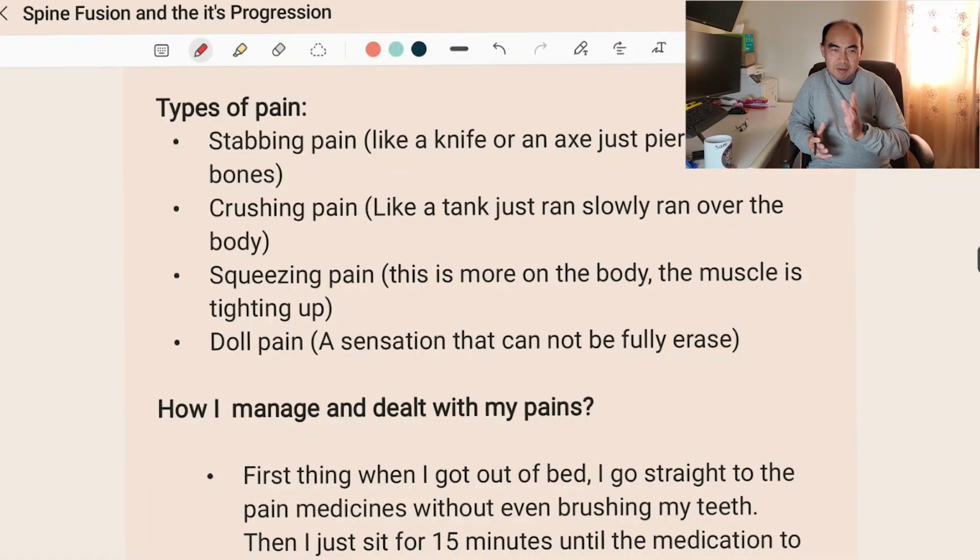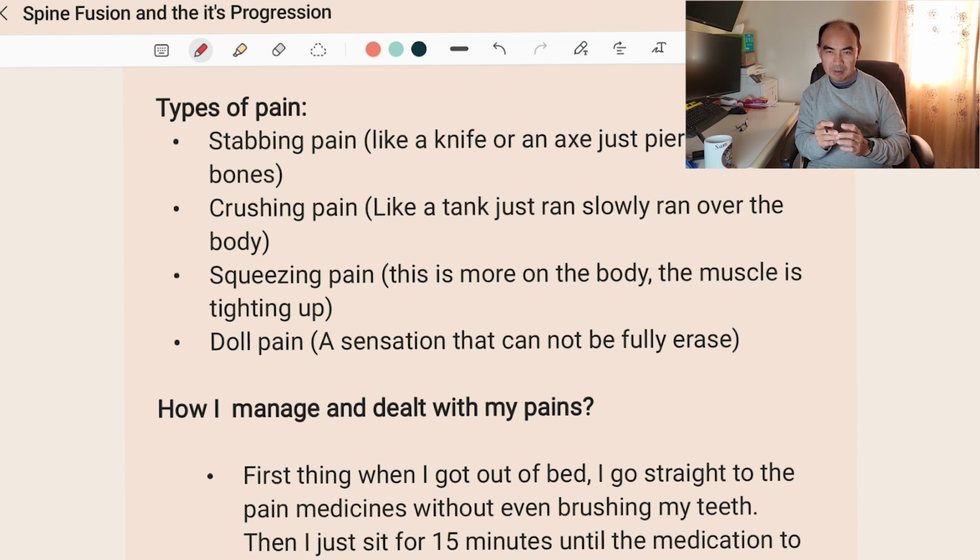That's how bad it is, and it is just so painful. And the types of pains that I would be feeling a lot of the time are very much more like stabbing pains. It's like you take a knife or axe and you just pierce through the bones. It was just hurting so bad. It felt just like that.